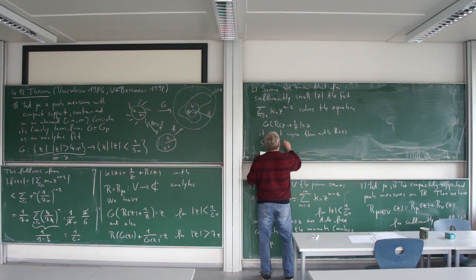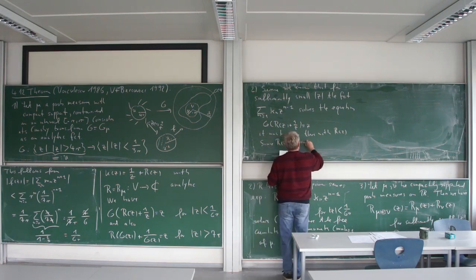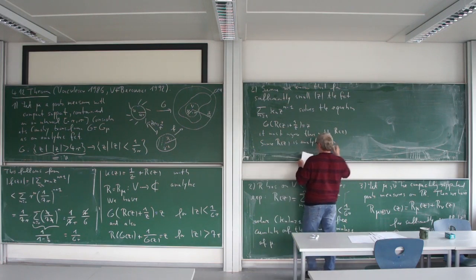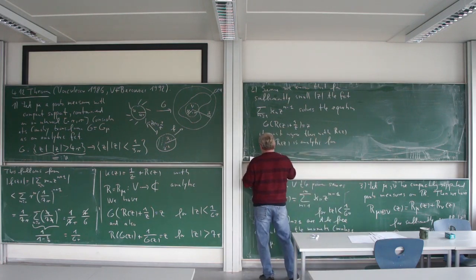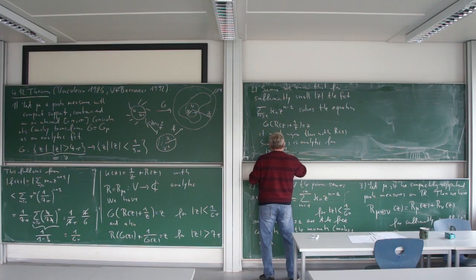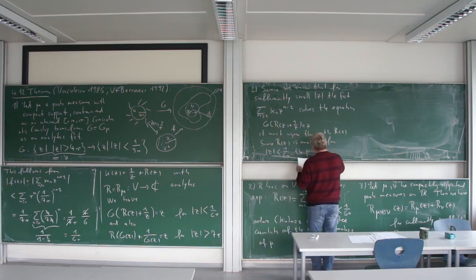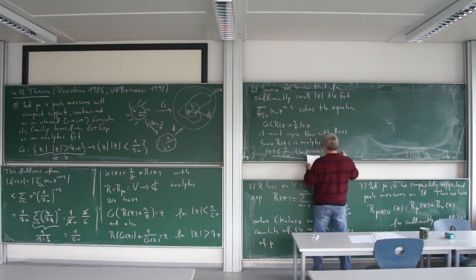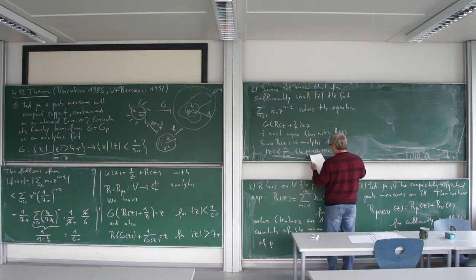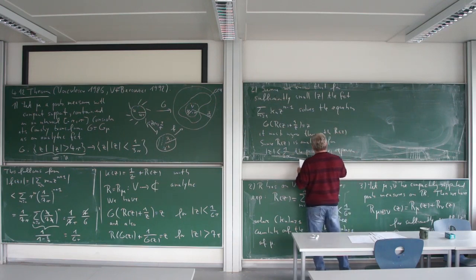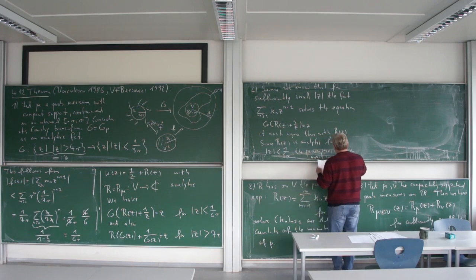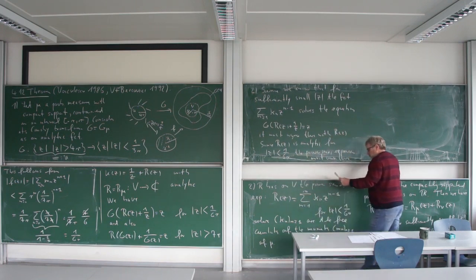Since R is analytic for z less than some bound, the power series expansion must also converge there. Good. Okay.